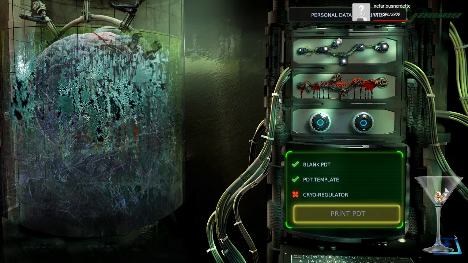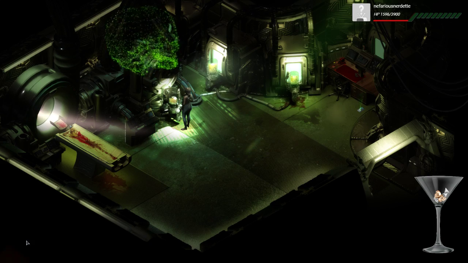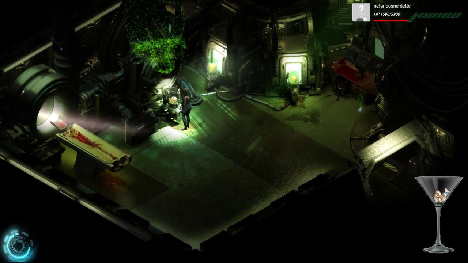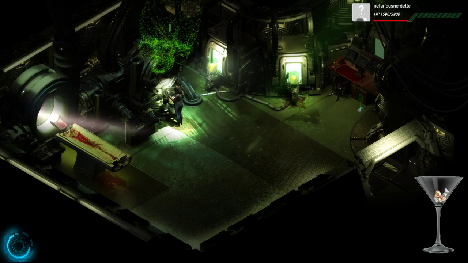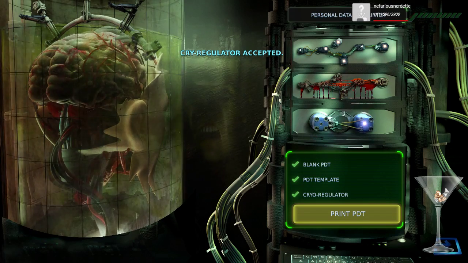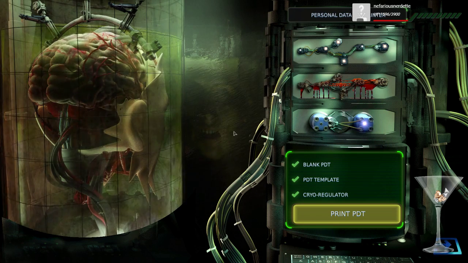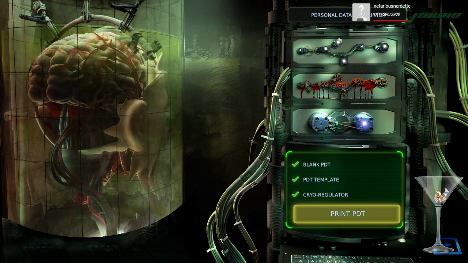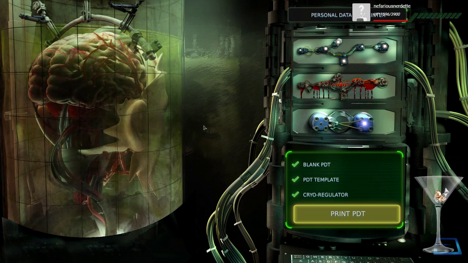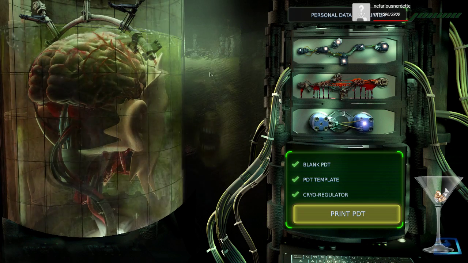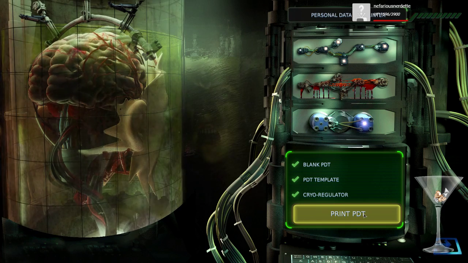And then cryoregulator. Alright, let's get this cryoregulator. There it is, cryo unit. Cryo regulator accepted. Defrosted. Oh my god. What the fuck? What is this face? Is that her face, or is that like another face in a jar back there? Either way, this is horrifying.